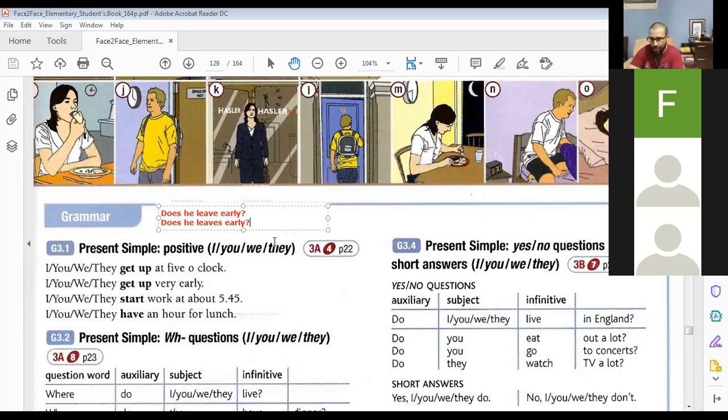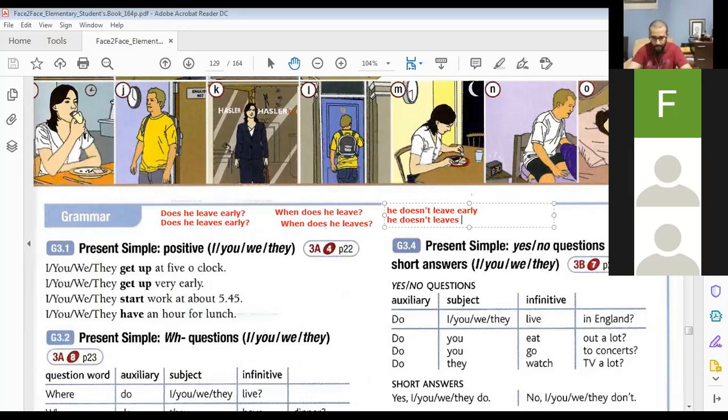This is the yes/no question, and we will add the WH question. And another question. Okay, and we will add negative. Let's add positive, the last one.